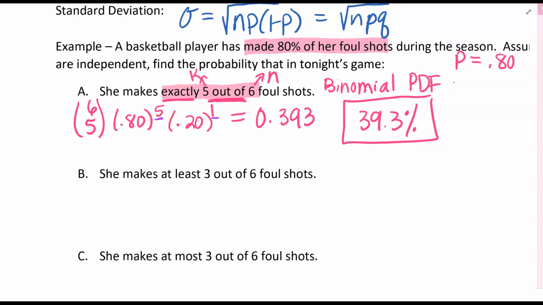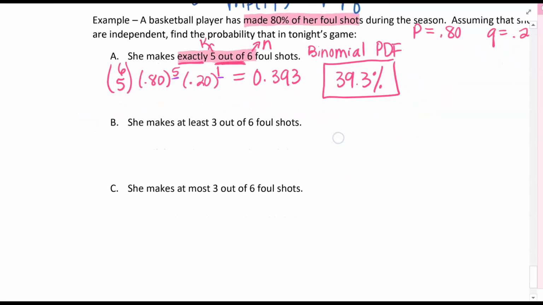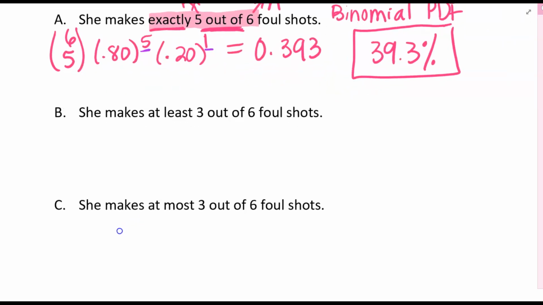I'll let you get it. X is how many she's going to make. So she's going to make 5 out of the 6. Sorry, you guys good? I don't know if I'm going too fast or too slow.